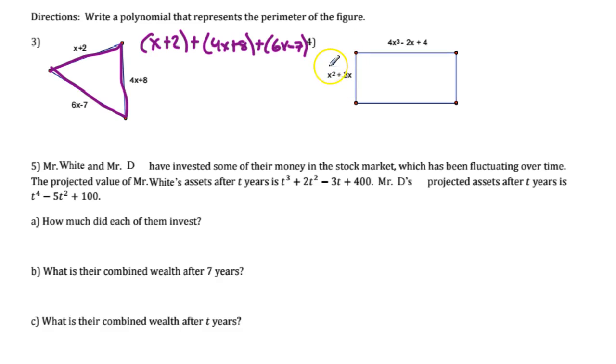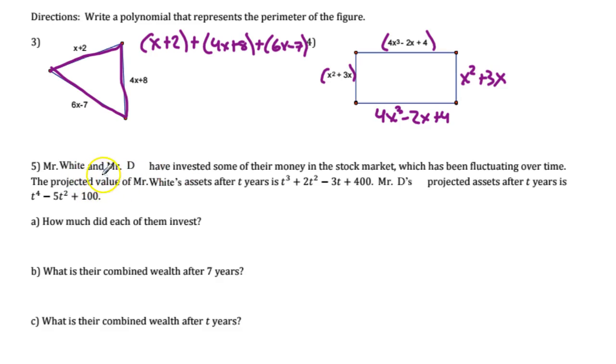Same thing with this one, right? You've got 2 polynomials. We want to add them together. But this one is a little different because it doesn't tell you these sides. This is a rectangle, so I know that this is the same as that. So 4x cubed minus 2x plus 4. And then this side will be x squared plus 3x. So when you add all these up, you need to add up all 4 sides.